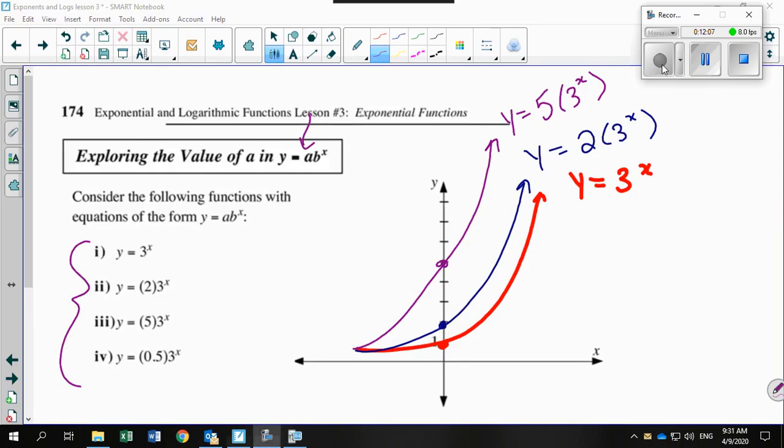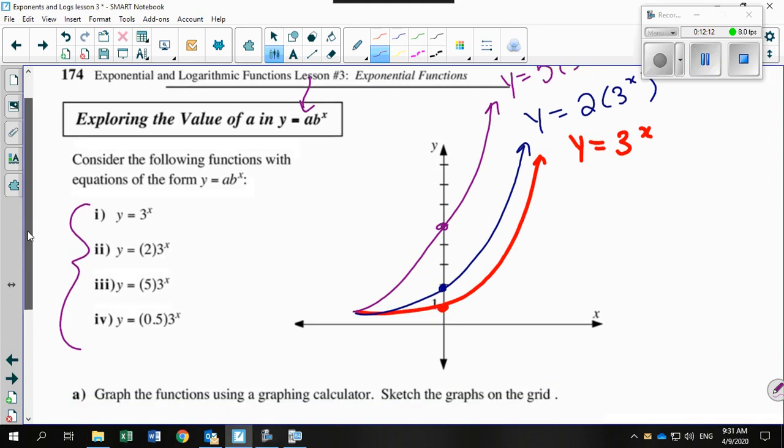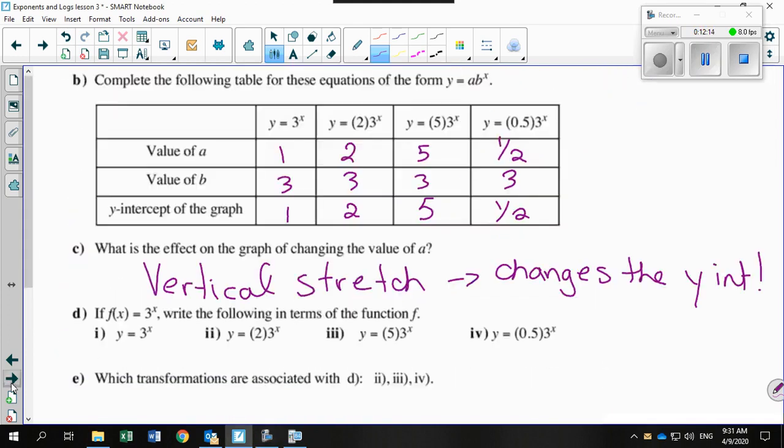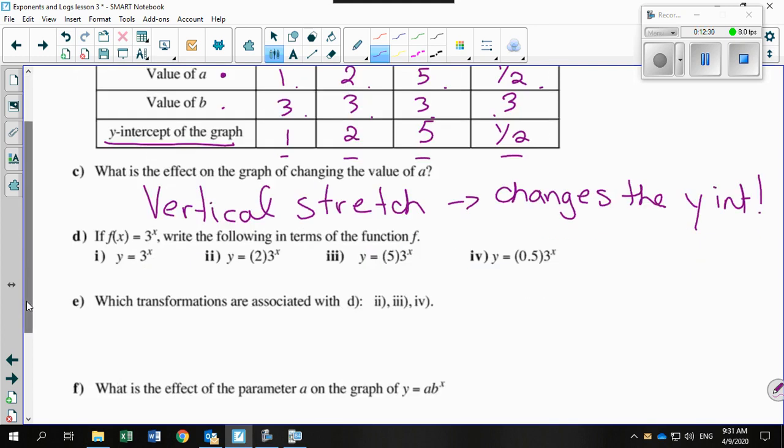Okay, so notice there's our graphs that we had. My shape's a little bit off compared to the calculator. We can fill in the chart. You can see that the value of a, we had 1, we had 2, we had 5, we had a half. Our value of b was always 3, and you can see that the y-intercept changed to what that a value was. So what does it do? It vertically stretches the graph and it changes your y-intercept. So without a calculator, without graphing, we could go ahead and see what's happening with our f of x.